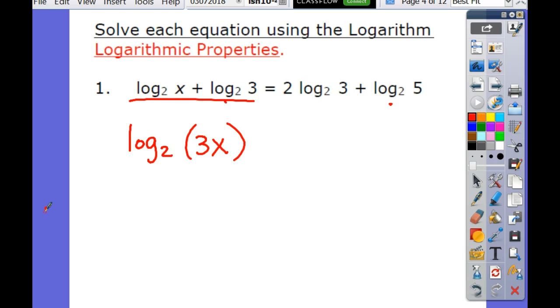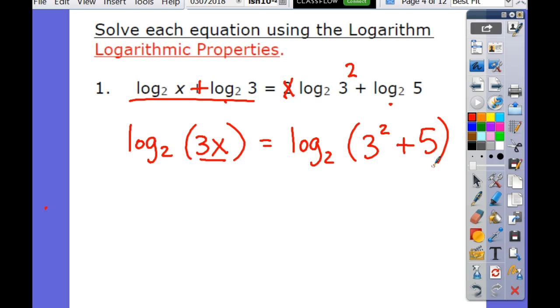The condense rules say that addition changes to multiplication. Over here, you have this 2 out in front of the log, so it needs to become an exponent. And so this is equal to log base 2 of 3 squared. Now this is what I did first period. Is that correct? What's supposed to be right here?